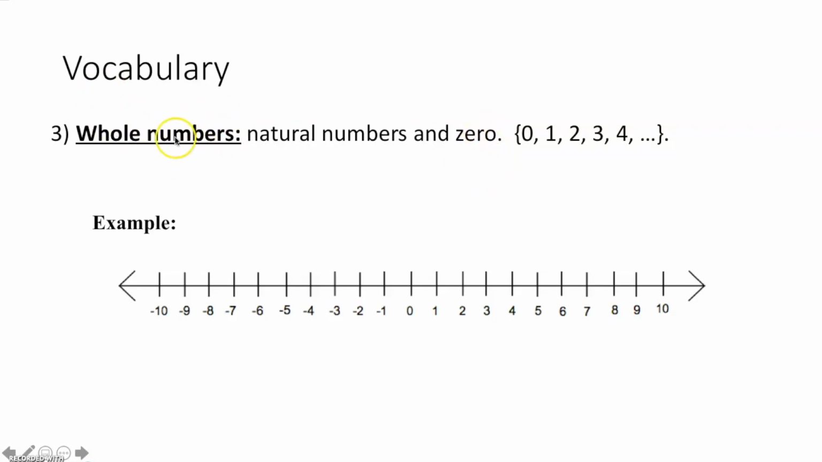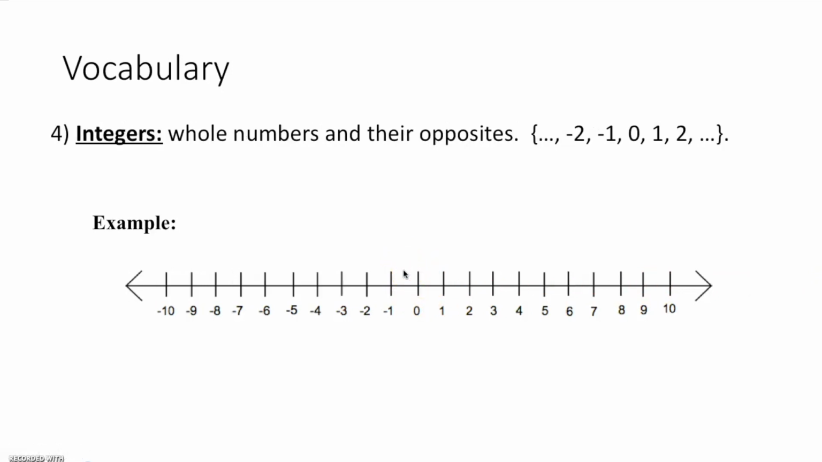So we start at 0 with whole numbers, and then we do all the natural numbers. 1, 2, 3, 4, 5, 6, 7, 8, 9, 10, all the way to infinity. So again, whole numbers include 0. Natural numbers do not. Integers are going to be whole numbers, which we just said are 0 and all of the natural numbers, and their opposites this time.